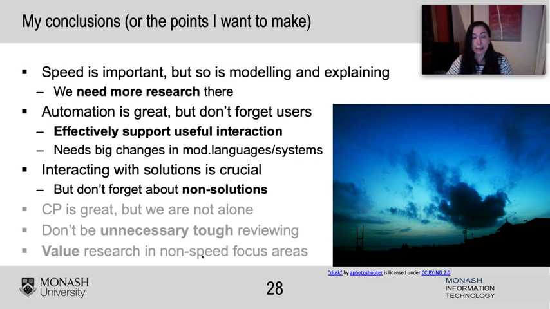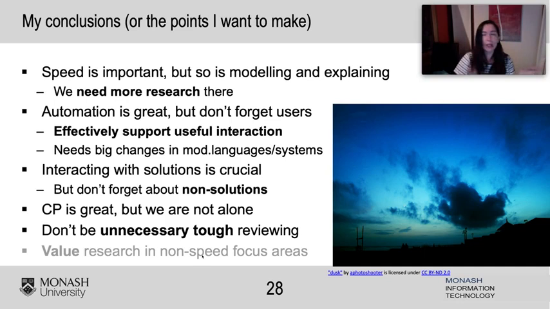As I mentioned before, CP is great, but we're not alone. We're usually a small part of a big application. Don't be unnecessarily tough with reviewing. You have to be tough, the papers have to be high quality, but there's no need for everything to be absolutely perfect, to be brand new and theoretical and practical and have a good evaluation, everything at the same time. Give some credit to what is actually valuable. And value research in non-speed focus areas: it's not just what is quantitatively measured that is interesting or useful. There are many other things.